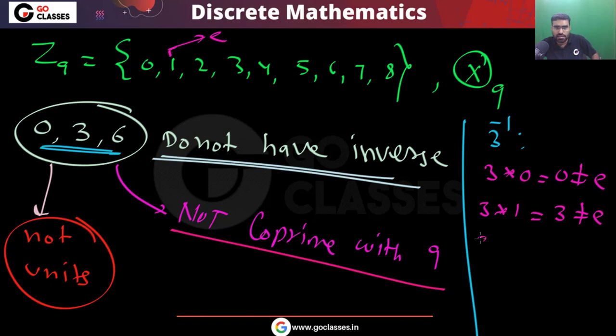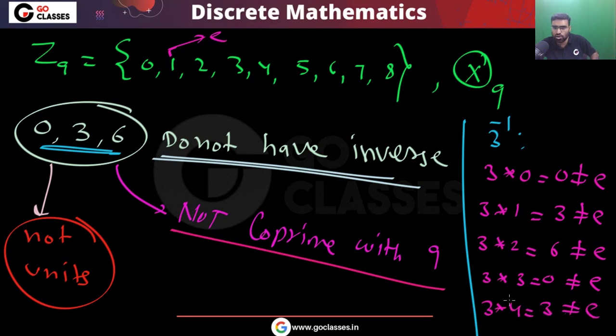Now, 3 with 2 will give you 6. That is also not identity element. 3 with 3 will give you 0. That is also not identity element. 3 with 4 will give you 3. That is also not identity element. 3 with 5, check it out, will give you 6. That is also not identity element.